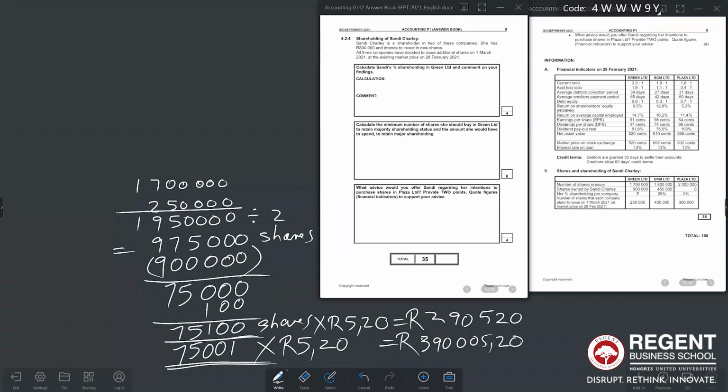She needs to spend 390,020 rand. That's how much she'd have to spend if she buys 75,001 shares. That's your answer for the 4 marks for that question. Please, you must practice these things. This will come out in the exam. You must know what to do. You must prepare accordingly. And this is not difficult. It's common sense.